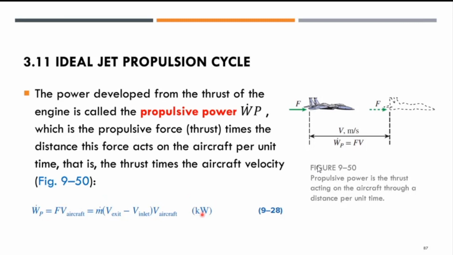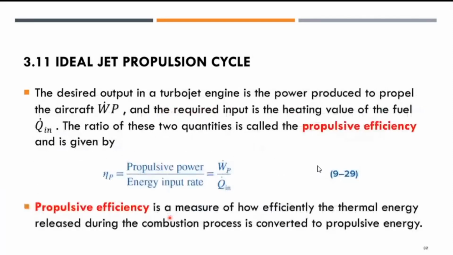Okay, you have the mass flow times the velocity difference between exit and inlet times the velocity of the aircraft itself, right? So the desired output in a turbojet engine is the power produced to propel the aircraft, W dot P, and the required input is the heating value of the fuel itself, the Q dot in.